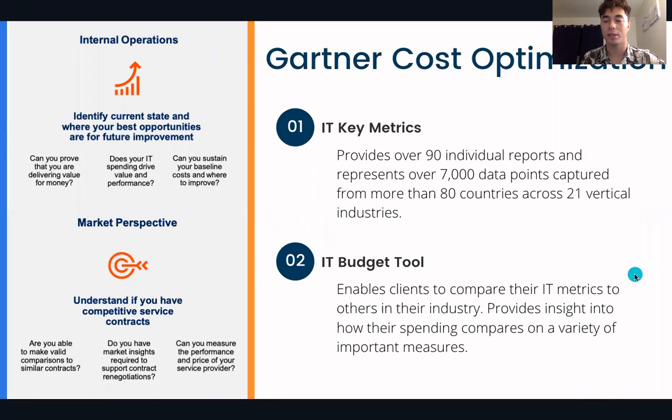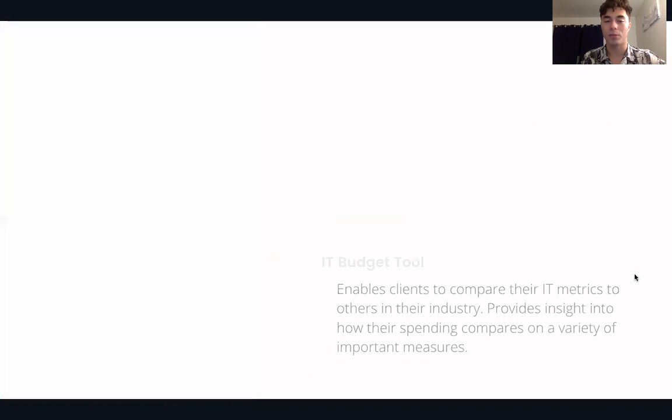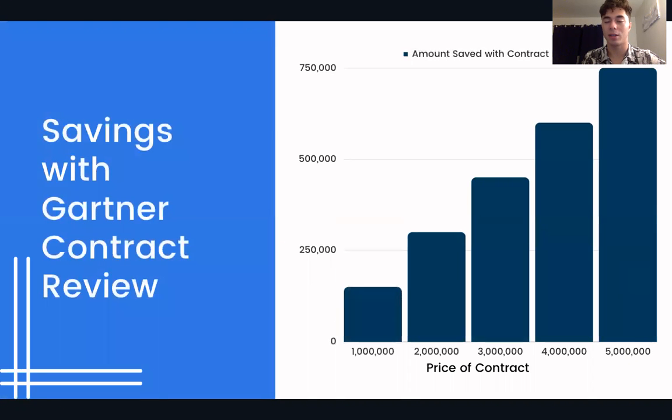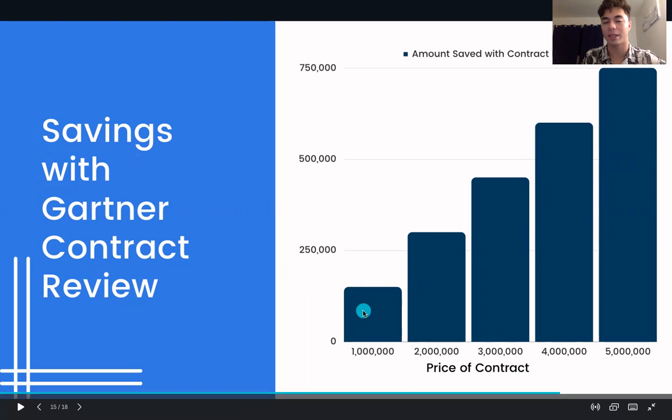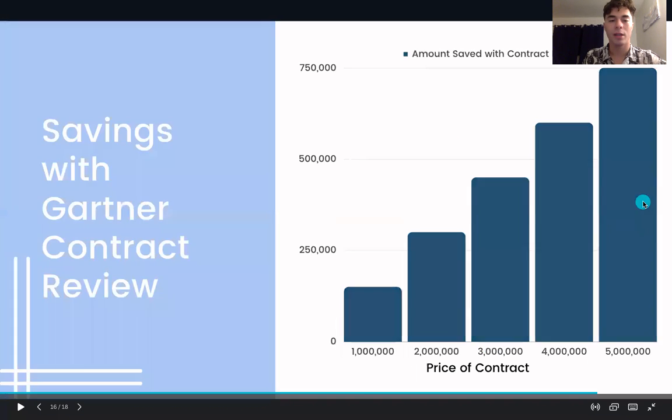our contract tool. And so what we have here is we have the contract review service, in which we've been proven to save 15 to 20% on contracts for 3 out of 4 contracts for each of our clients. And so here on the right, you can see a little graph for the amount of savings that you'll have depending on the contract. So this is the price of contract, and this is how much savings you'll have.